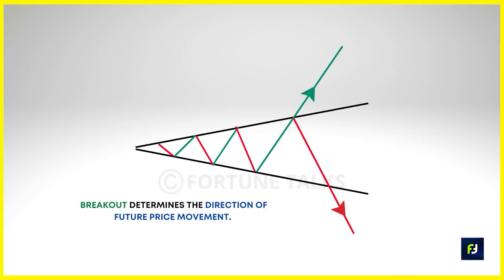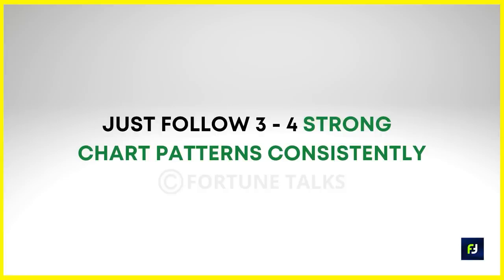Now, similar to a symmetrical triangle pattern, in the broadening triangle pattern too, the breakout determines the direction of future price movement. Please note that there are a few categories of broadening patterns, be it broadening wedges, broadening tops with a flat support line, or broadening bottoms with a flat resistance line. But I will not be discussing these patterns because most of these broadening price action patterns occur rarely in the market. So I will always urge you to follow 3 to 4 strong patterns rather than running after each and every pattern in the charts. The more focused you become, the better the results will be.